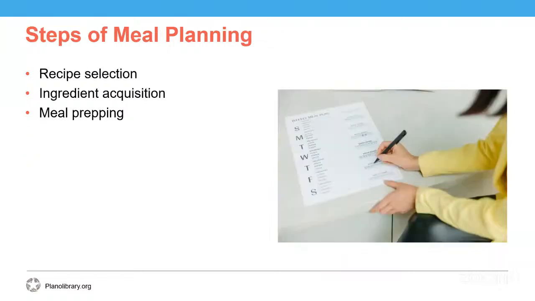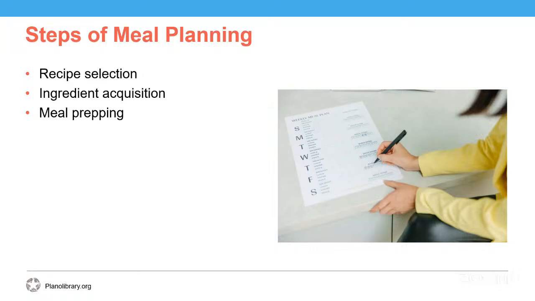Okay, steps of meal planning. There are three basic ones. We've got recipe selection, which allows you to choose recipes for your planning block. Usually, our block is a week, and for that entire week, you will know what you'll be cooking for every meal.